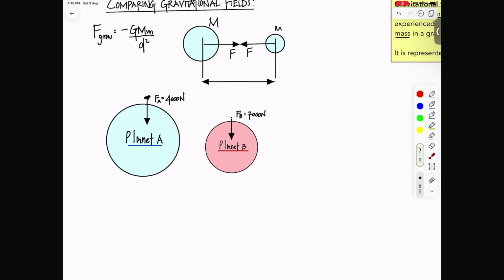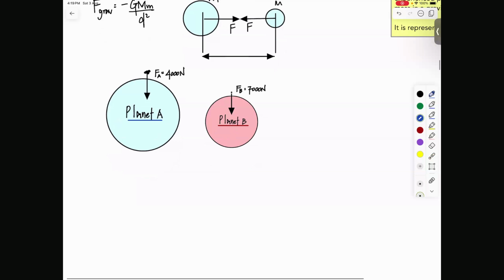I said that on planet A there is some mass which experiences 4,000, and planet B has some mass we do not know, some random mass which experiences 7,000. So which one is a stronger gravitational field planet? Is it planet A or is it planet B? So yeah, some of you figured it out. The answer is inconclusive, not possible for us to say.